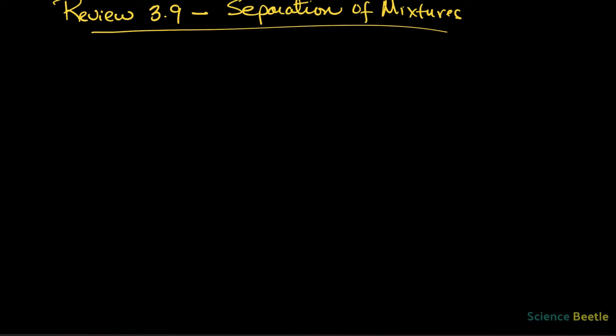This here is section 3.9. We're talking about separation of mixtures. Here, the main thing that's going on with this section is we're trying to get the components of a solution to be separated out. So let's go ahead and put that here.